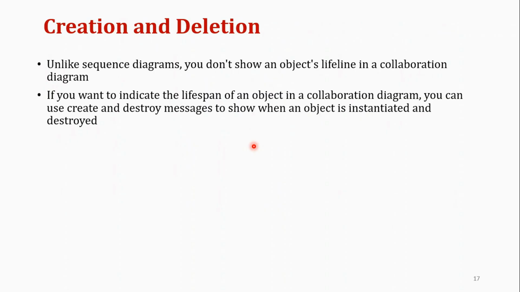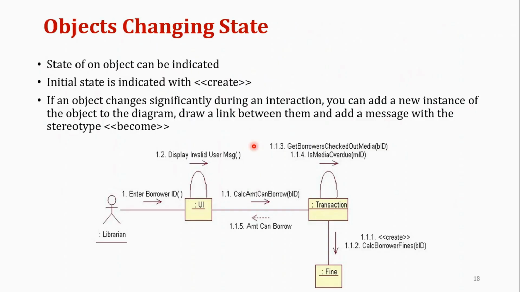Unlike a sequence diagram, a collaboration diagram does not display lifelines, but object creation and deletion can still be represented. Then there is an object changing state, changing from one state to another. Initial object creation is okay. Changing state is actually changing from UI to the transaction. An object changes significantly during interaction.